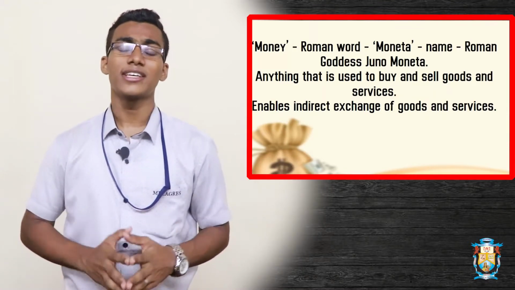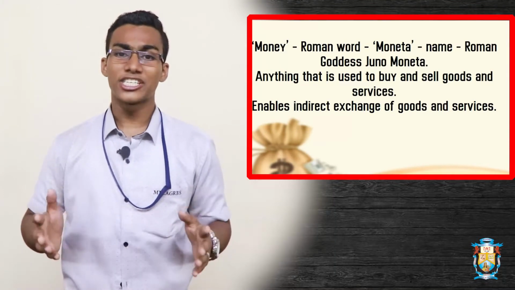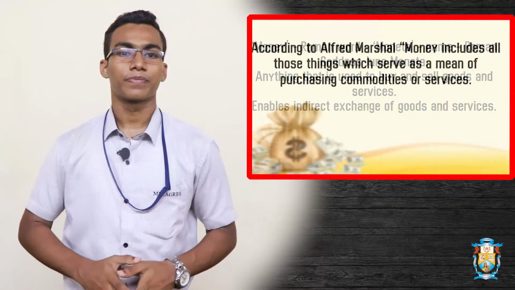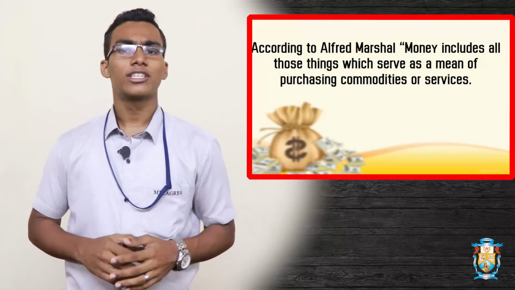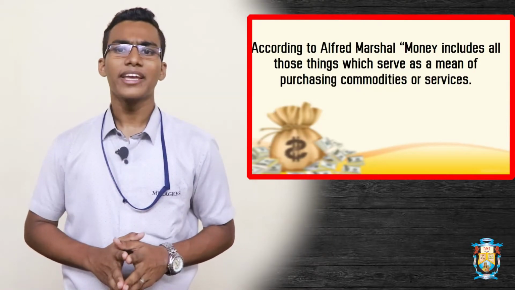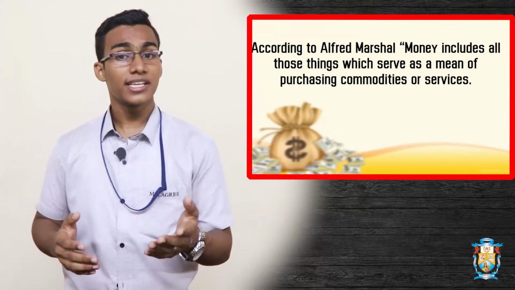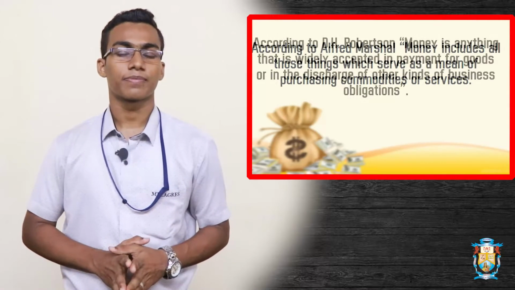It is one of the greatest inventions of man. It also enables indirect exchange of goods and services. Let me define the term money. According to Alfred Marshall, money includes all those things which serve as a means of purchasing commodities and services.